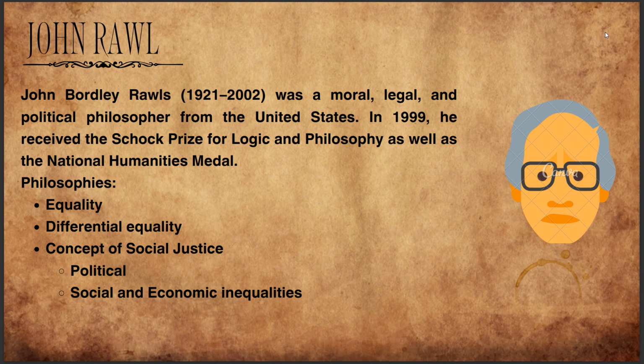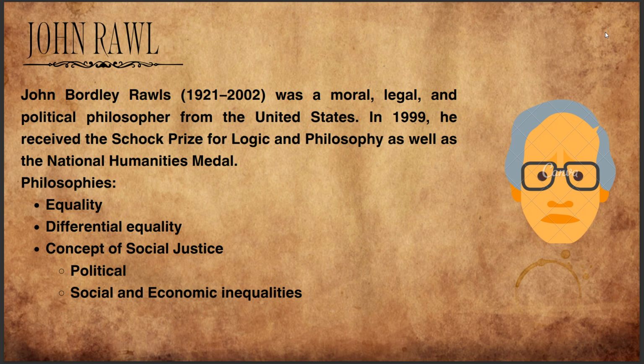Next is differential equality. Due to the differences in advantages and disadvantages among the individuals, the rights enjoyed by them are based on their position in the society. An example, we can say, is progressive taxation. See, the rich people earn more and pay more taxes, while the poor people earn less and pay less taxes, or sometimes even no tax. That's what is called differential equality.